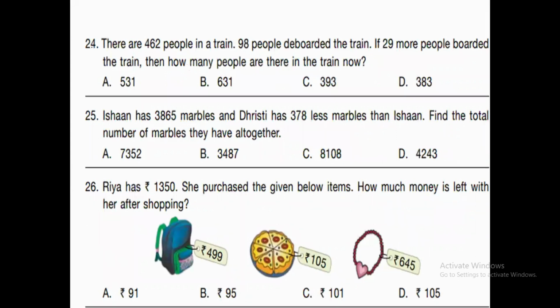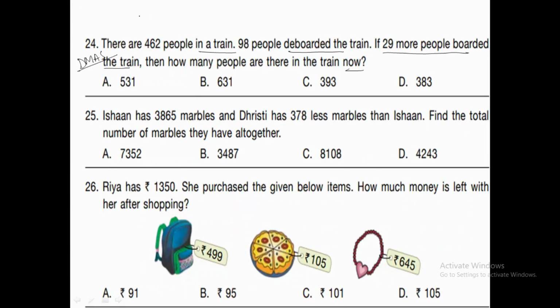Okay, let's move on to our question number 24, which is: there are 462 people in a train. Okay, 98 people deboarded the train. Then after that, 29 more people boarded the train. Okay, so then how many people are there in the train now? So what we will do? Either we can follow the rule which is DMAS, or we can do it by another method as well.